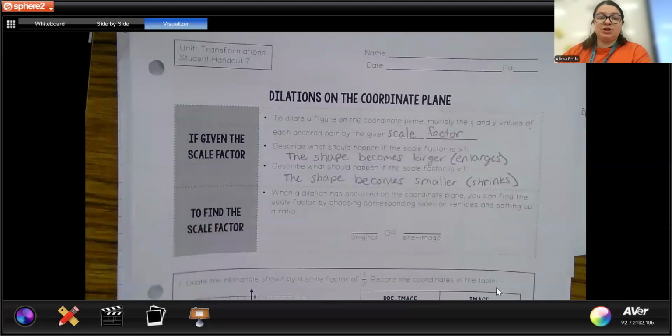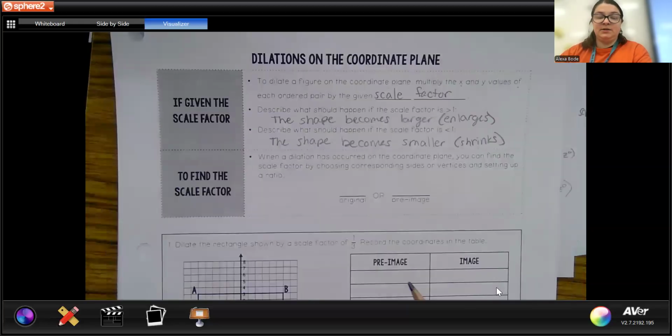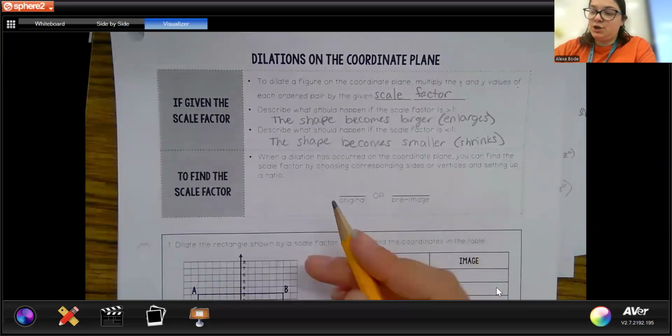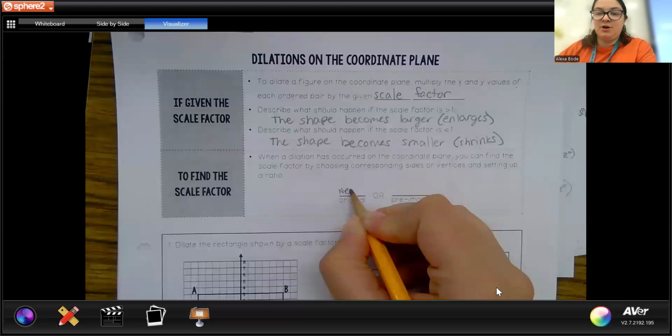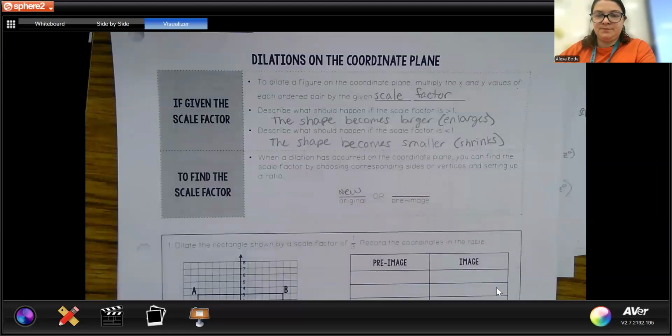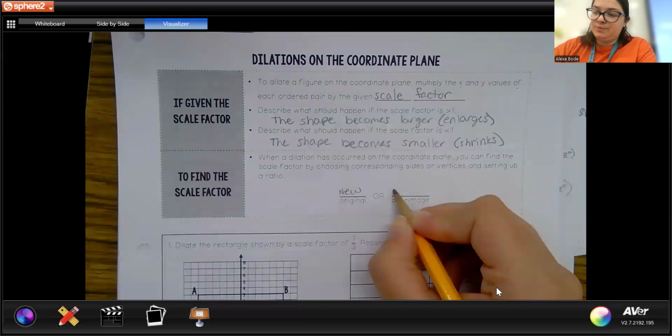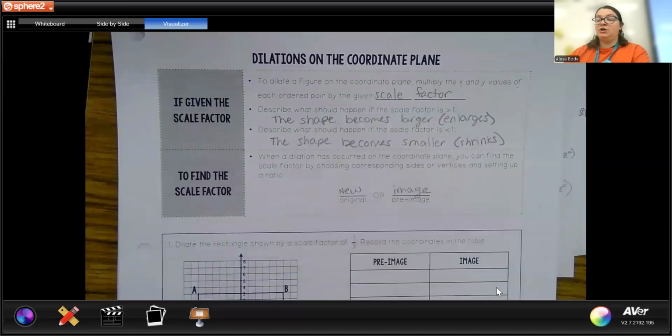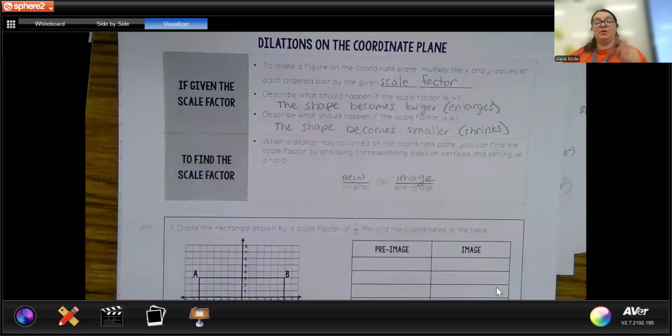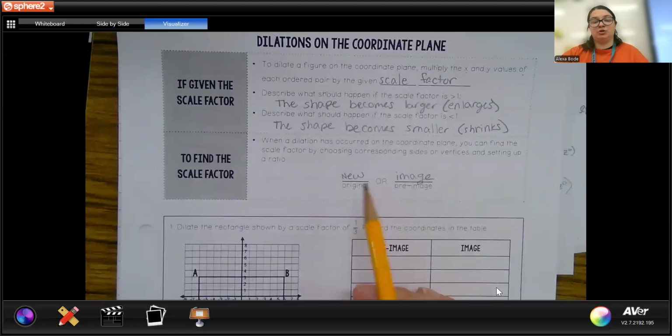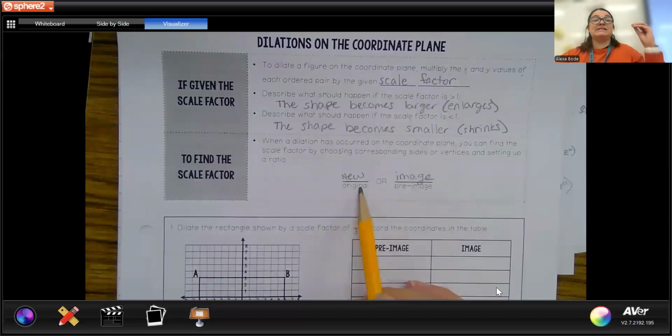If I was to give you two shapes that have been dilated, and this is what we've been practicing in our warm-ups, we need to find the scale factor. So to find the scale factor, you want to divide your new ordered pairs by the original ordered pairs, or the image ordered pairs divided by the pre-image. So whichever shape is the new shape, you want to take those ordered pairs and divide them by the original ones on the original shape. And when you do that, you should get the scale factor, and you should get the same scale factor each time.